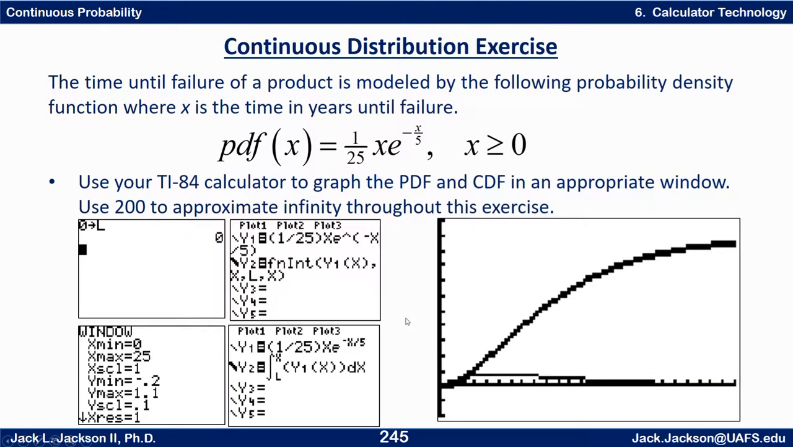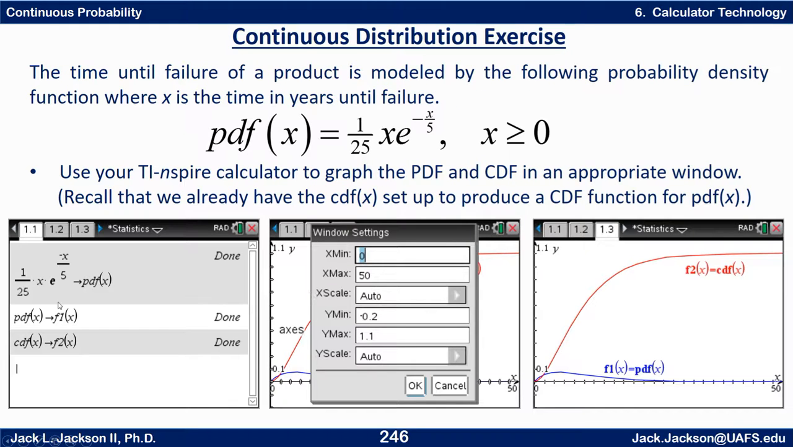Screenshots. By the way, if you have the older operating system, this is what it looks like. The newer one looks like this. Either way, you've got to store 0 as low, choose a window, get a graph. It's essentially the same thing. Store this as a PDF, and then put those in, graphed it. There we have it.